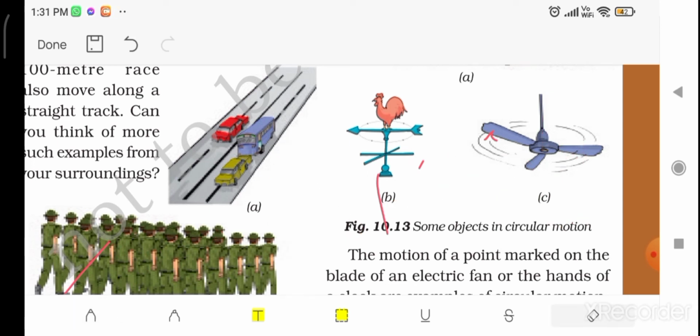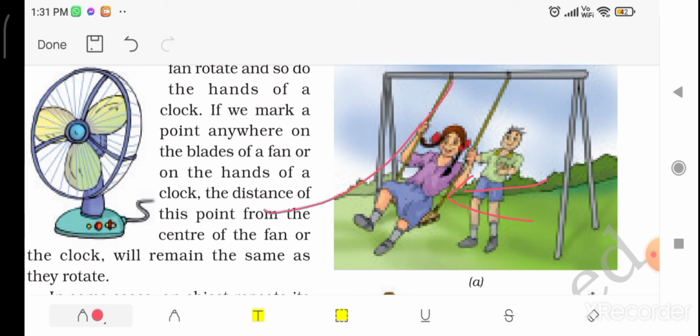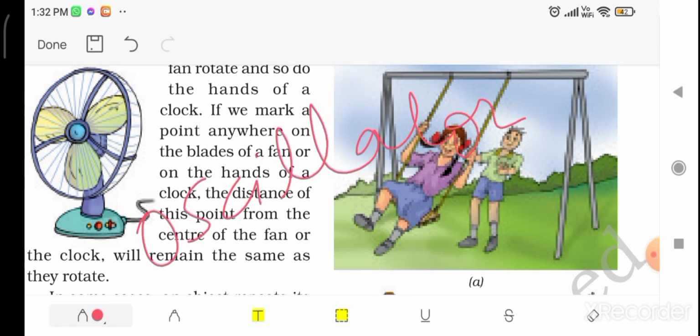Now some more motion you can see. This boy is pushing his sister on the swing. So in a swing, what happens? It comes back, comes front, then goes back, front, back. So this kind of motion is to and fro motion, front, back, front, back. When objects move to and fro, this kind of motion is called which motion? Oscillatory motion. Correct? Oscillatory motion.